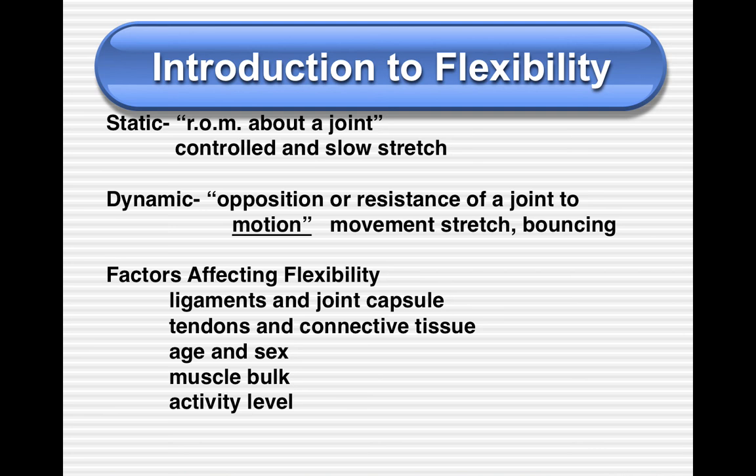So to review, static flexibility are the slow, controlled stretches that elongate the muscle and improve range of motion around the joint. Dynamic flexibility is active, repeated, full-range movements that are replicated during athletic activity. Each exercise is repeated numerous times to increase range of motion and speed of movement.